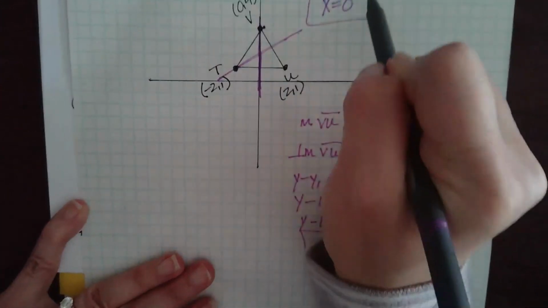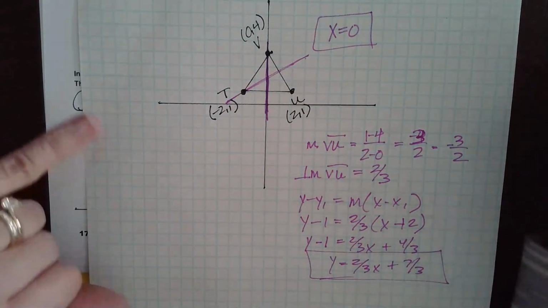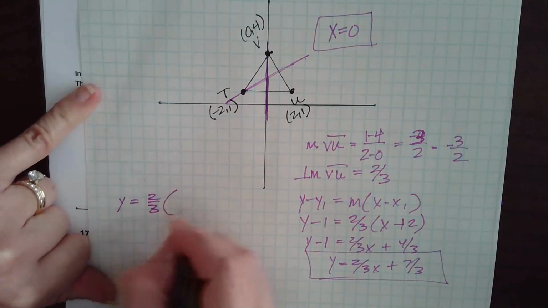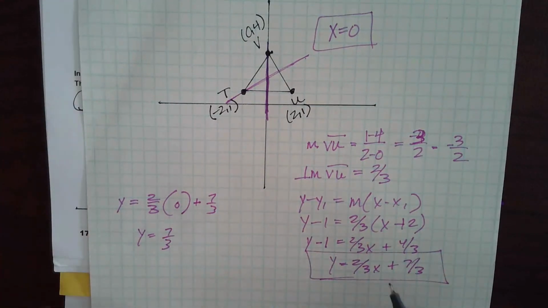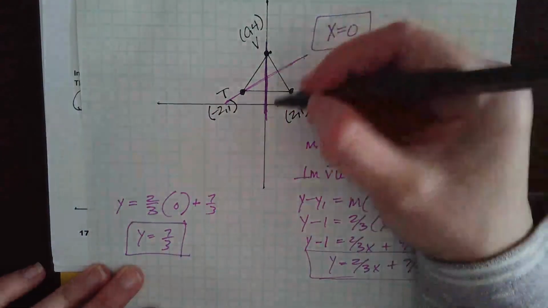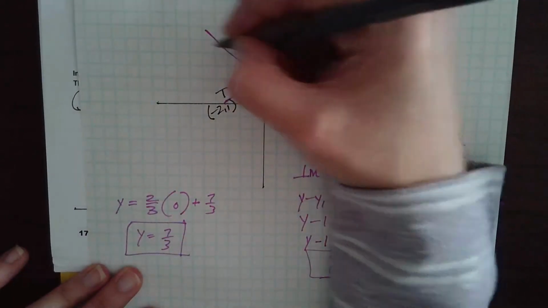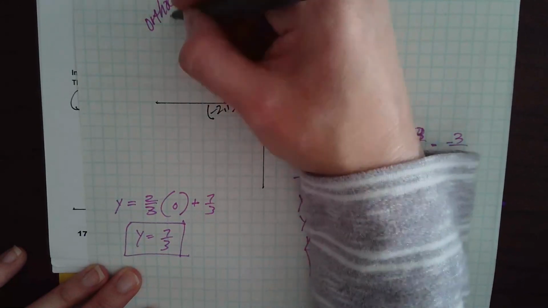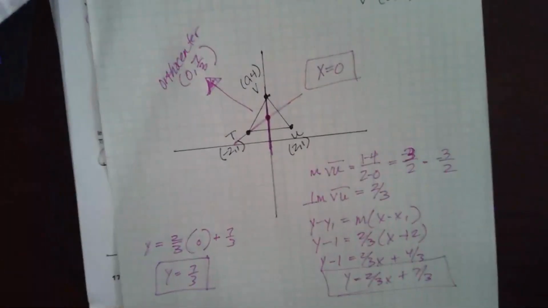Here was the equation of my other altitude, right? x equals 0. So all I'm really doing here is plugging x equals 0 into this equation. So 2/3 times 0 plus 7/3, I get y equal to 7/3. So I got an x value of 0 and a y value of 7/3. So I know that my orthocenter, that point right there, has the coordinates (0, 7/3). Oops, off my screen here a little bit.